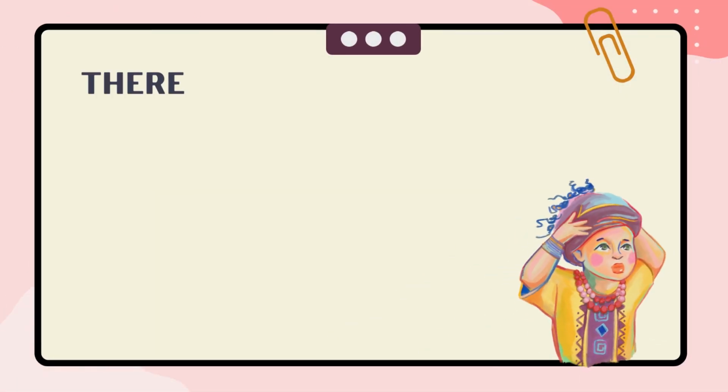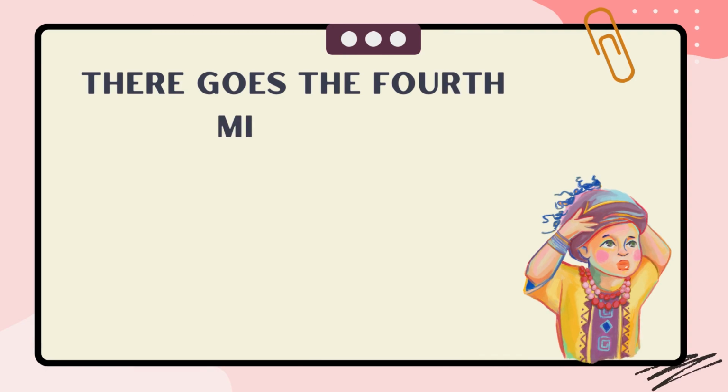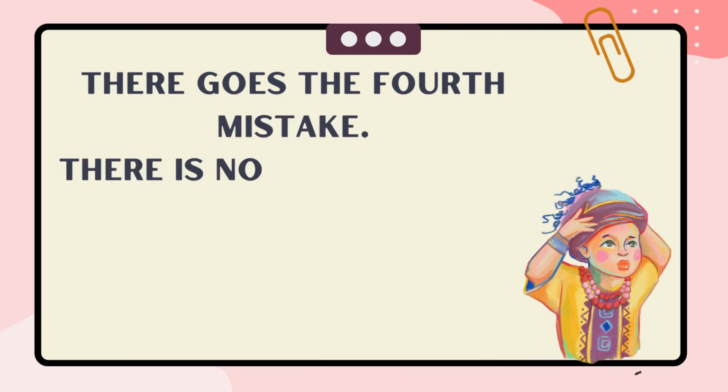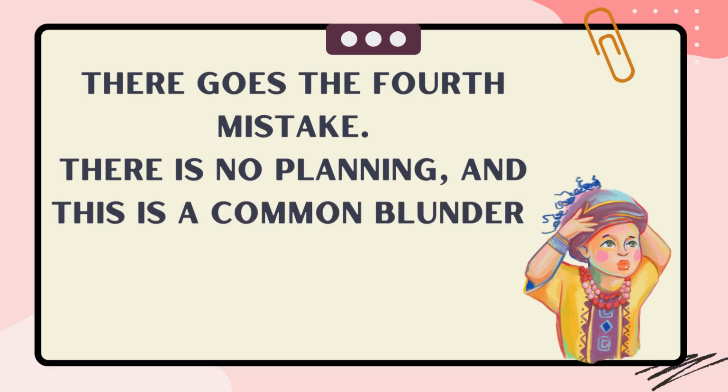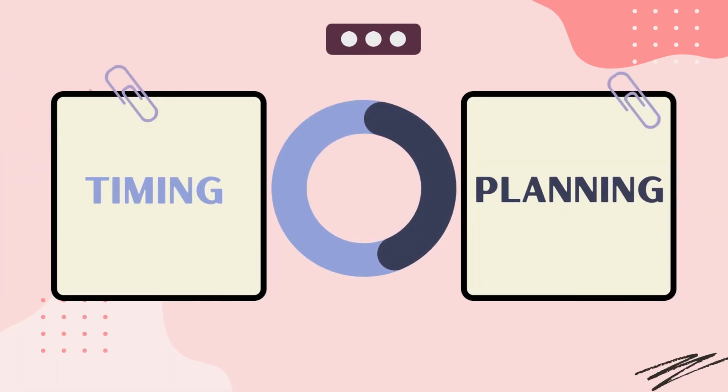Now, there goes the fourth mistake: no planning. And this mistake is often seen. We only get to know this as we proceed in the business. This happens due to lack of proper orientation and understanding. This is about you knowing when to switch, when to publish, when to move with trends. It is all about timing and planning.